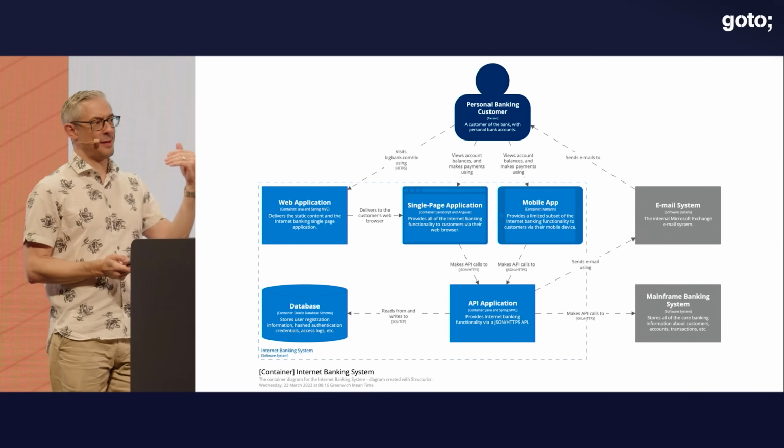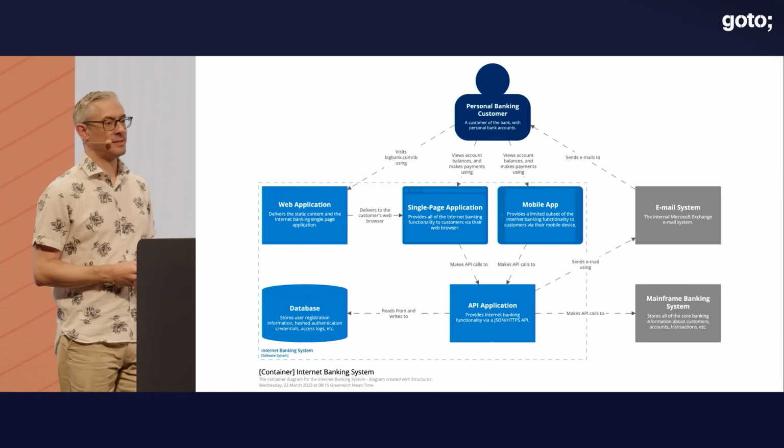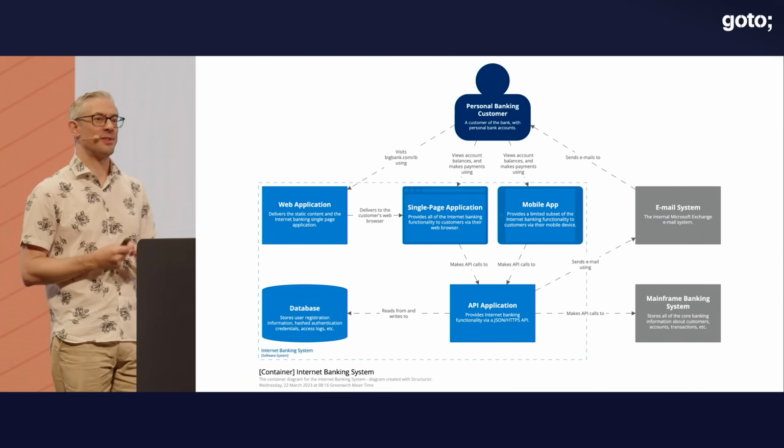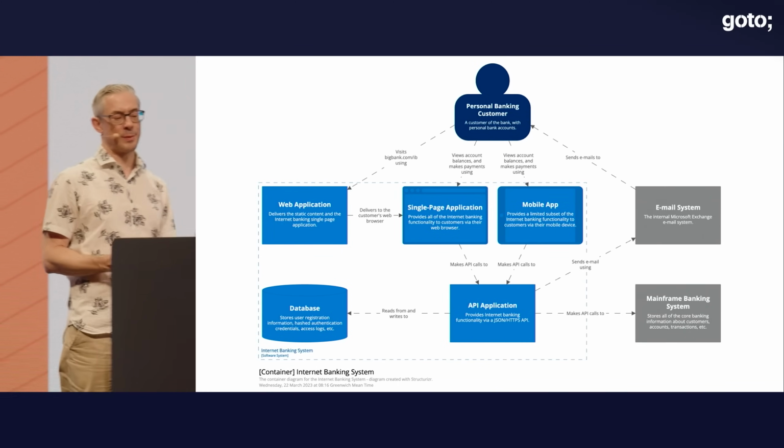I'm doing this because it removes ambiguity. And of course, when you remove that metadata, well, now it's not clear what's a container or what's a software system. So now it's very easy to misinterpret the diagram. So again, I'm a big fan of keeping that metadata wherever possible.